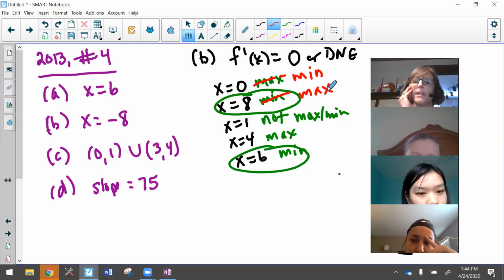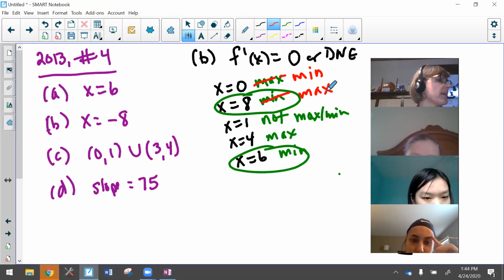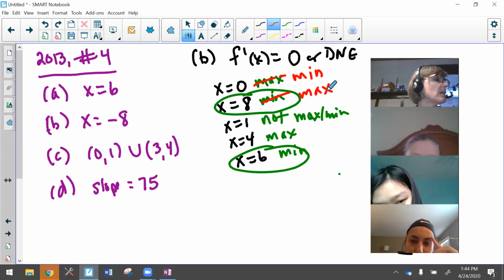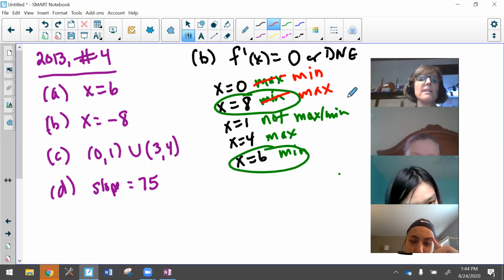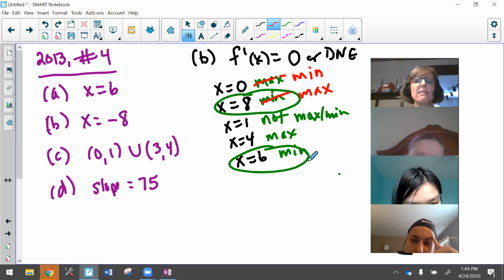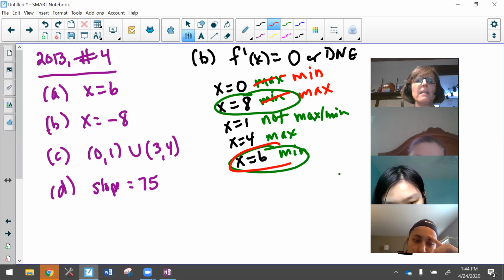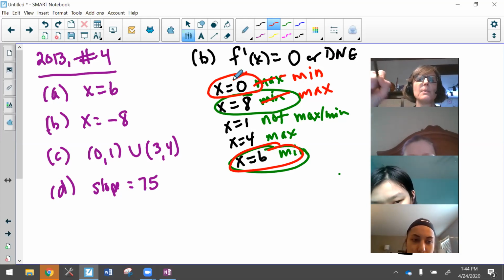I think you're absolutely right, Helen. I think we need to look at that again because I don't have that in my notes. But I think Helen is right. And actually maxes and mins should alternate. So if x equals 6 is a min, then x equals 8 has to be a max. So there are a whole bunch of reasons. So we want to look at this one and this one.